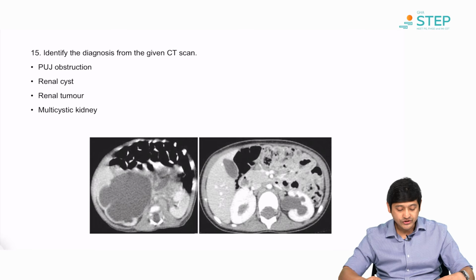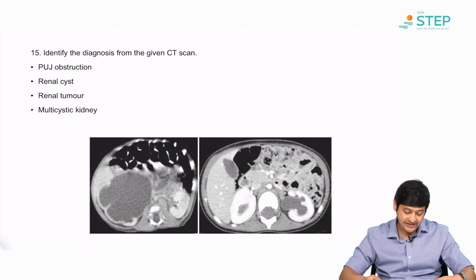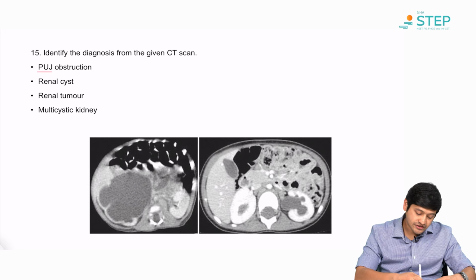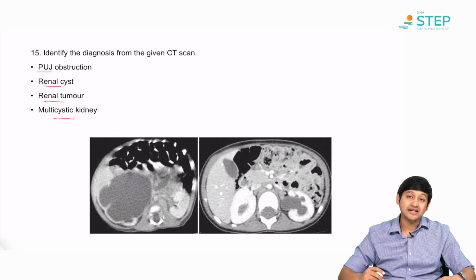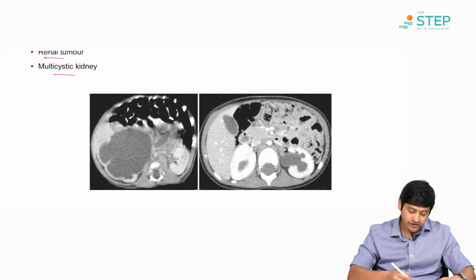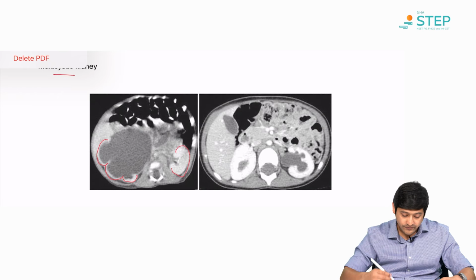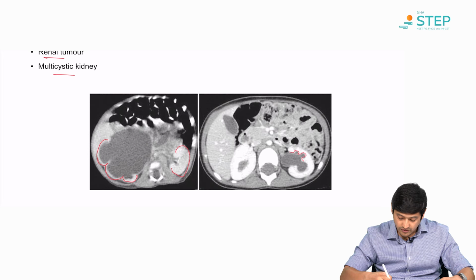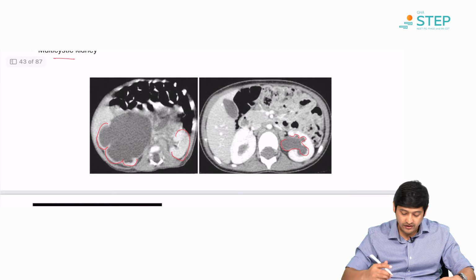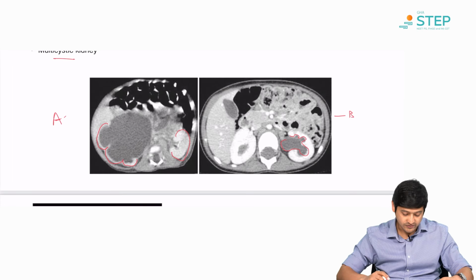In your next image, you have to identify the diagnosis from the CT scans. Is there a PUJ obstruction? Are there renal cysts? Is there a renal tumor, or are we looking at a multicystic kidney? So the image given to you is something like this. You can see this is the area of the right kidney, that's the area of the left kidney. Here you can also see that there is something happening on the left side in a different patient. So this is patient B, this is patient A. So your options have been asked to you.